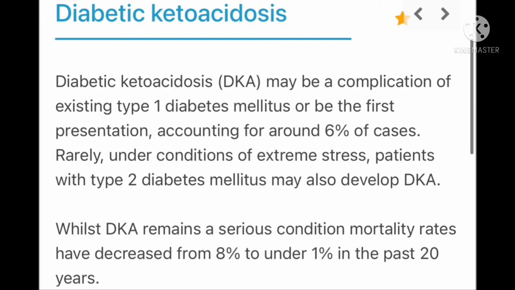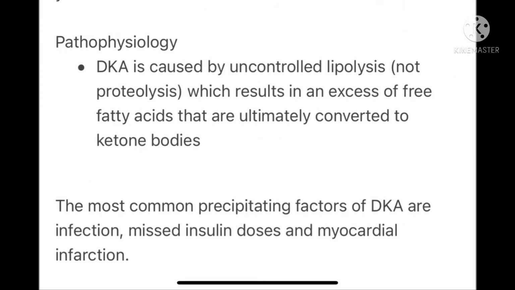First of all, DKA. DKA is a complication of type 1 diabetes, or it can be the first presentation, accounting for 6% of the cases. It can be due to extreme stress, and it can also present in patients with type 2 diabetes. Previously, the mortality was 8%, now it is less than 1% with advanced treatment.